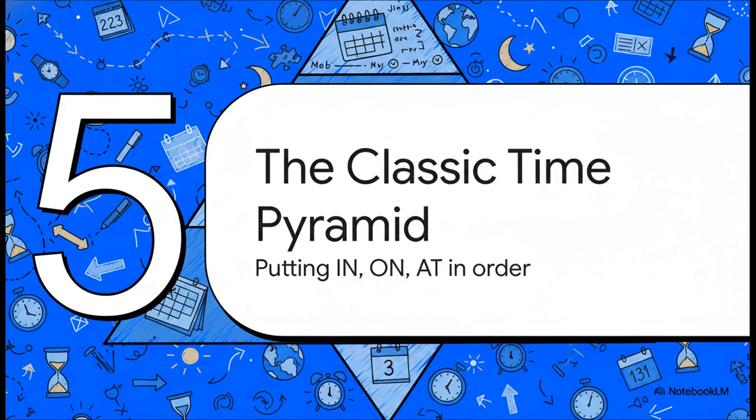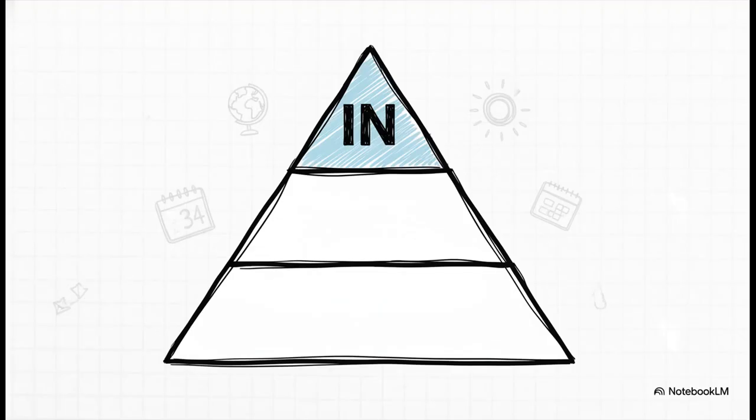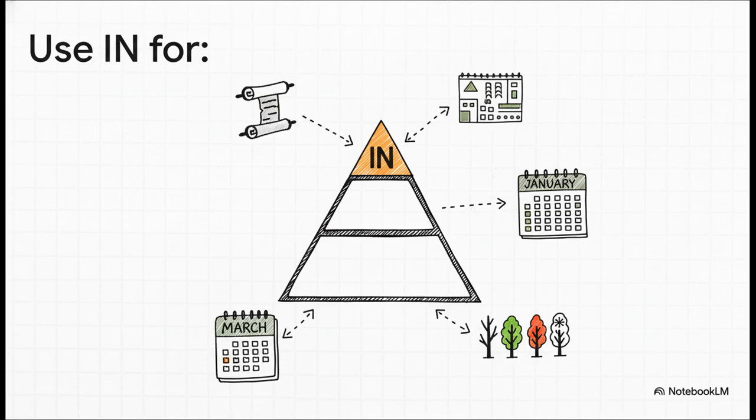All right, it's time for the grand finale, the big one, the classic time pyramid. This is where we finally put in, on, and at in their proper places. This simple visual is going to make everything click, I promise. We're going to start broad and general at the top and get more and more specific as we move down. So, at the very top of our pyramid, the biggest, widest part, we have the preposition in. Think big.